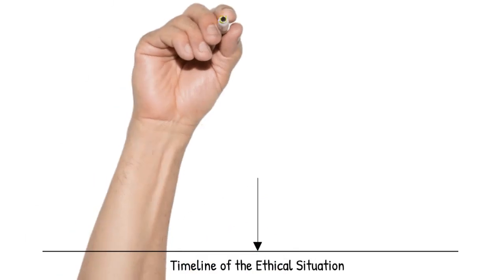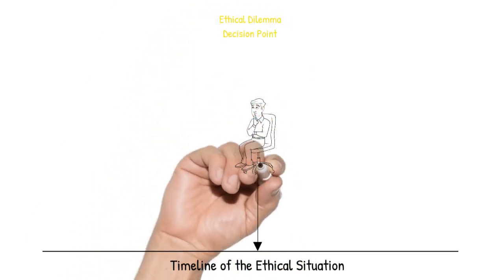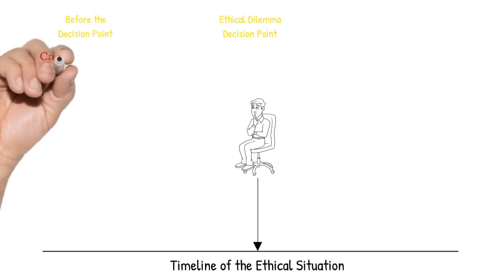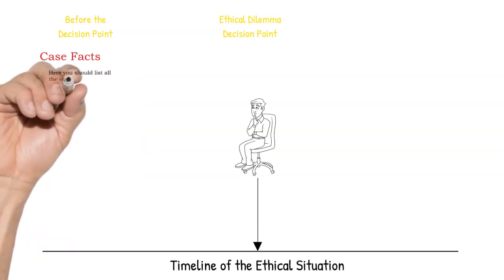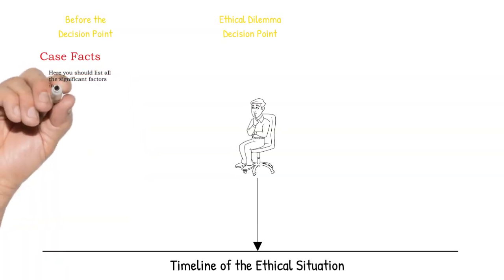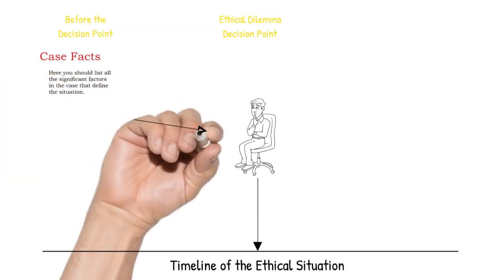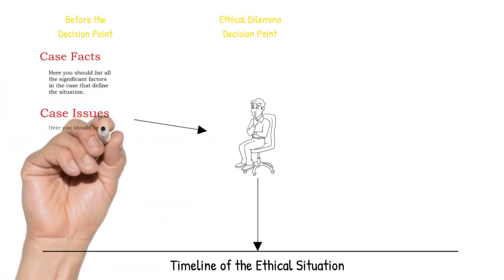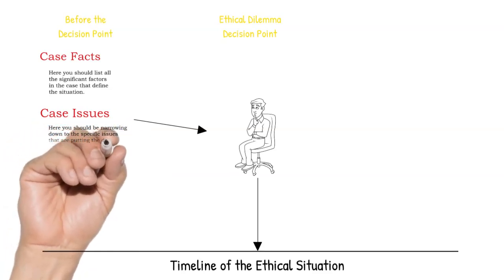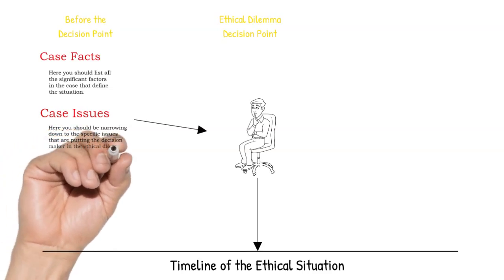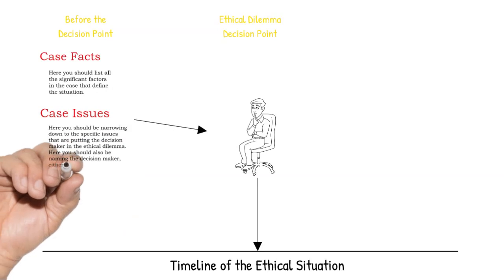So now it is time to apply all these theories to an ethical dilemma case study. Firstly, we list all the case facts. List all the significant factors in the case that define the situation. Next, you define the case issues. Here you should be narrowing down to the specific issues that are putting the decision maker in the ethical dilemma. Here you should also be naming the decision maker, either by name or position in the organisation.